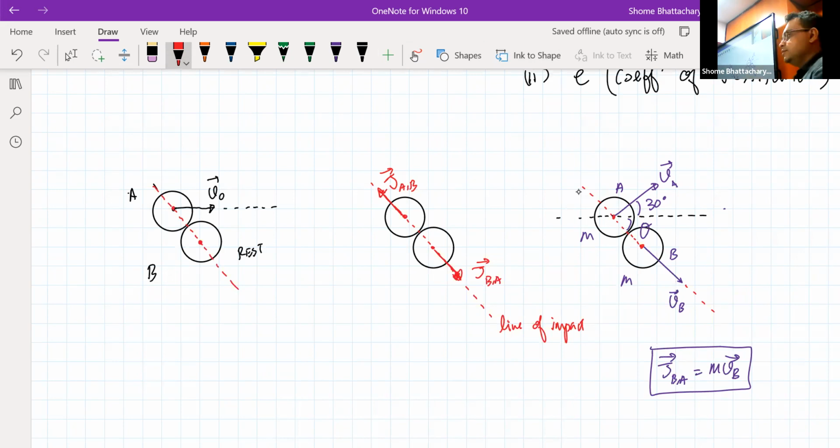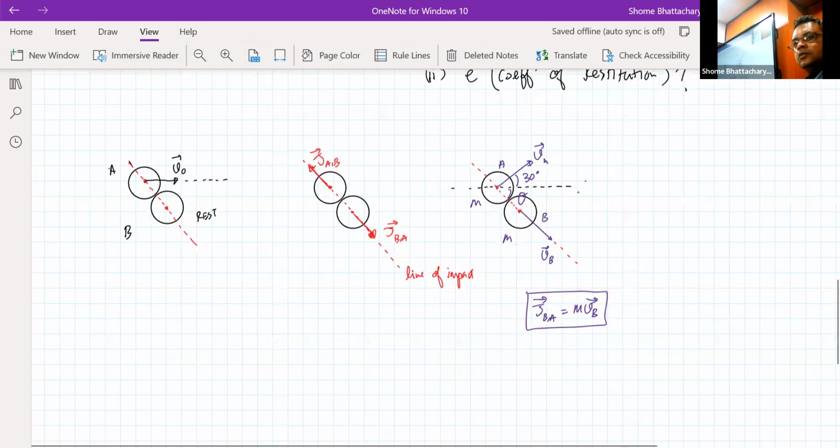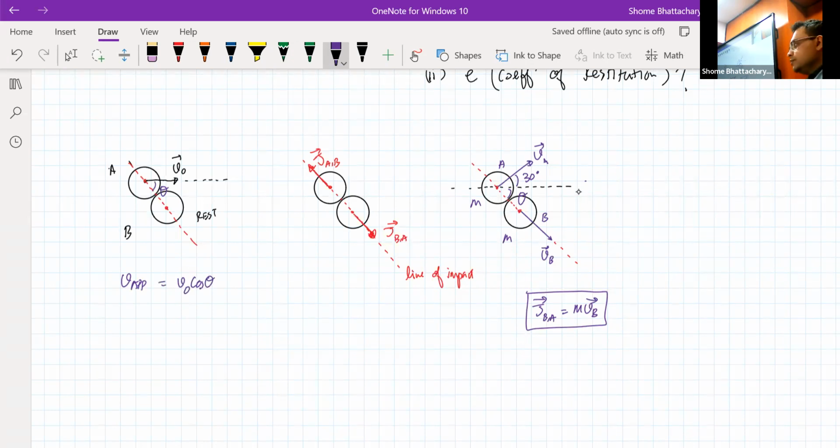Okay, so this is the situation. You can see that in this diagram, this angle is again our unknown angle theta. So at least in terms of this unknown angle theta, we can see that the approach velocity is how much? It is V0 cos theta. Right? Okay. And in this diagram, what can we say about the separation velocity?